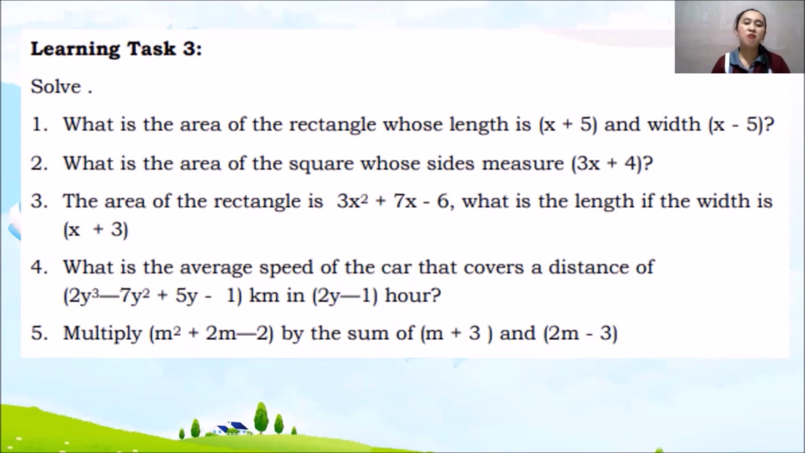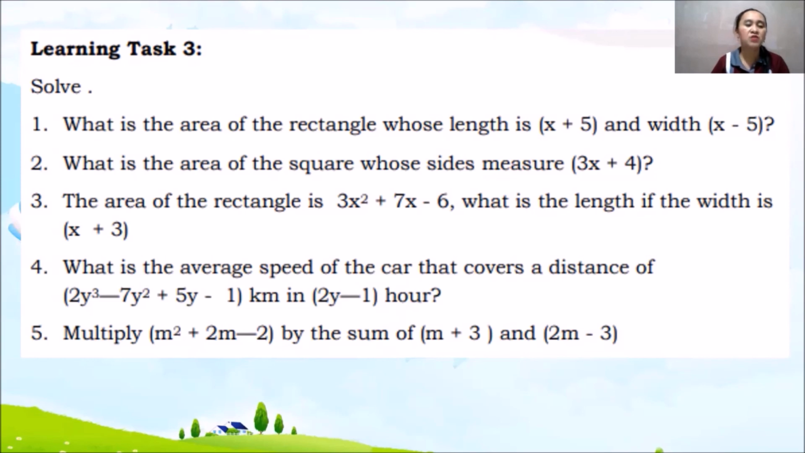Number 3, the area of the rectangle is 3x squared plus 7x minus 6. What is the length if the width is x plus 7? So, derivation of formula in solving the area of rectangle. Then solve. In number 3, you will use division. So, careful in dividing.